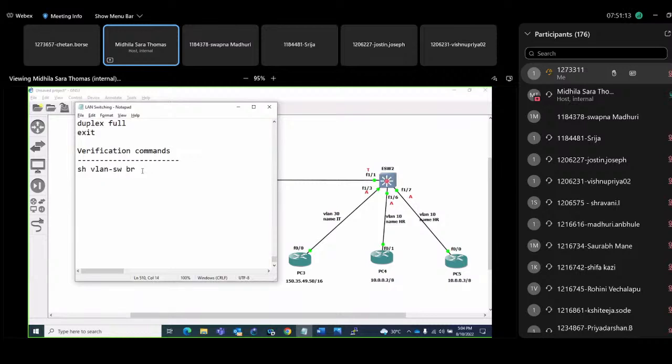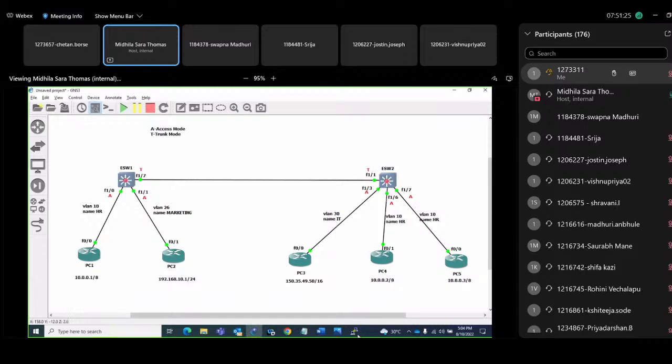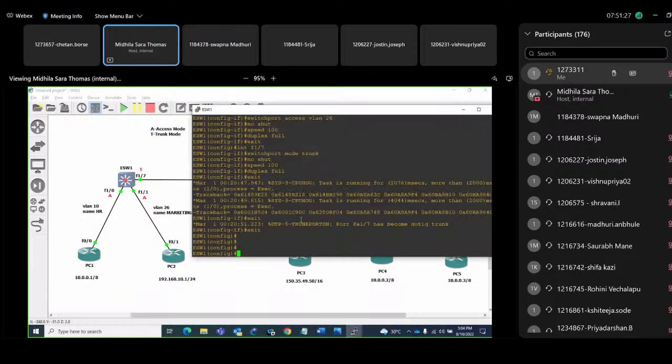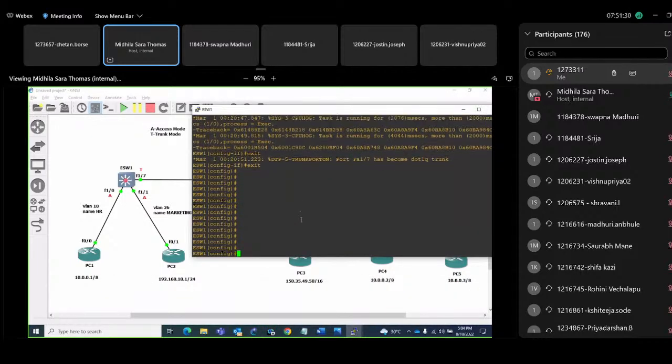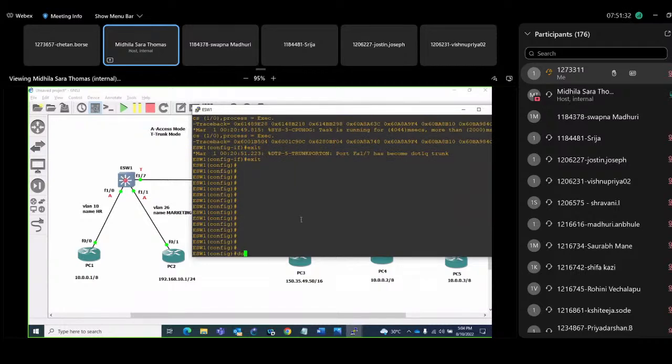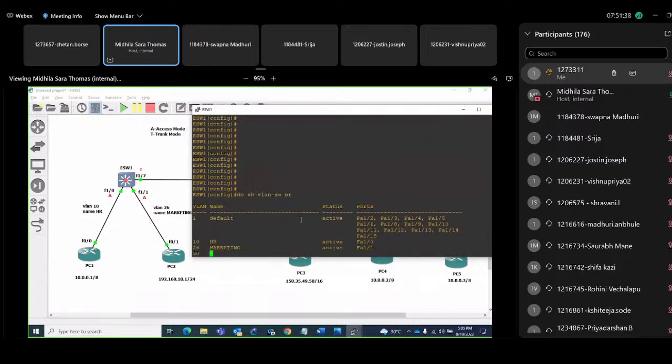Show VLAN switch brief. The full command is show VLAN switch brief, but again, I like to write it briefly. So show VLAN SWBR. Can I show it to you? Okay. If I am writing a show command in global configuration mode, I have to put do. So do show VLAN switch brief.